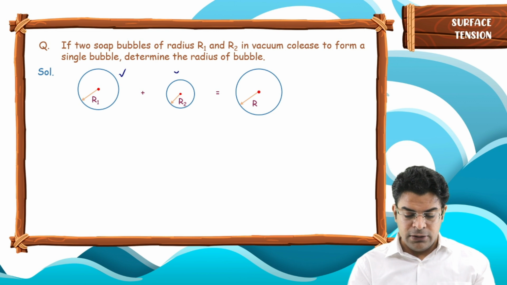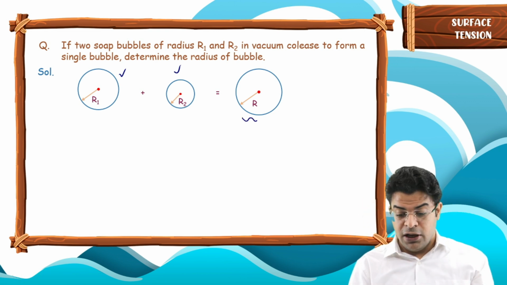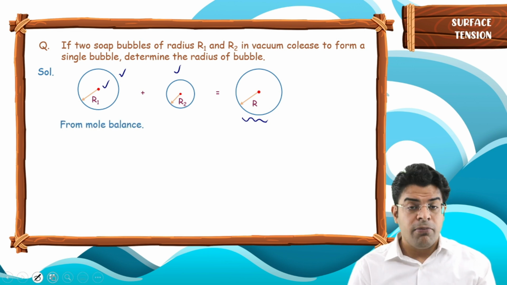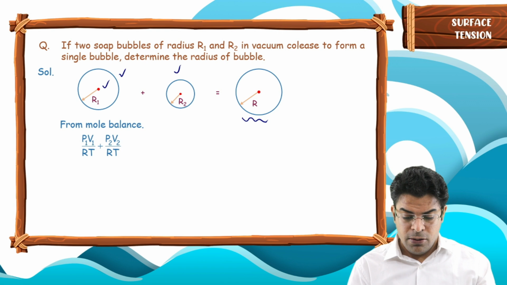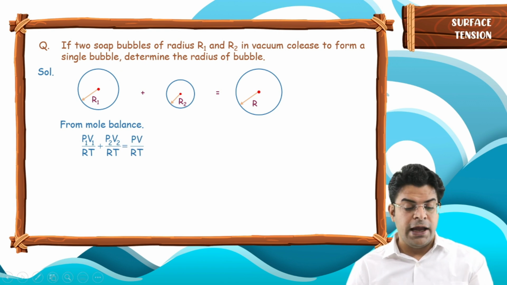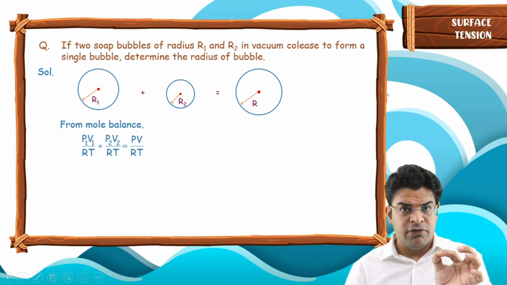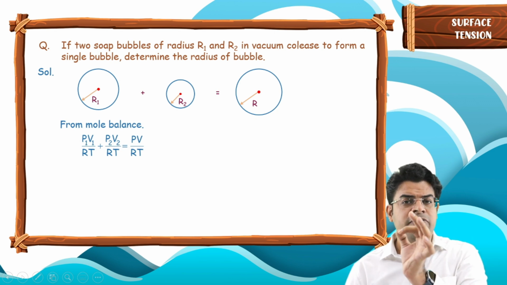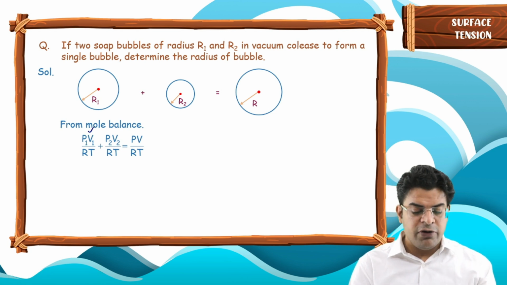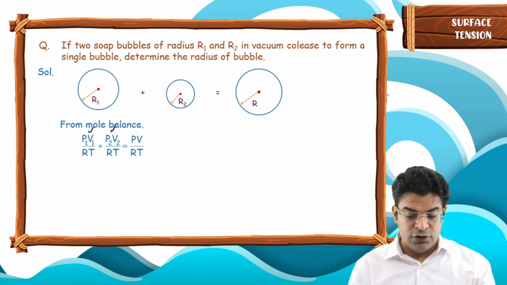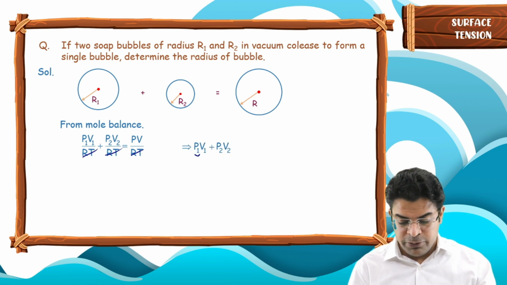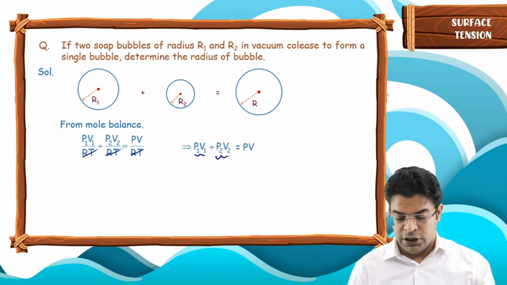When these two bubbles coalesce to form a bigger bubble, from mole balance we can say P1V1 by RT1 plus P2V2 by RT2 equals PV by RT. Here we have assumed that temperature is constant. So we have written P1V1 by RT plus P2V2 by RT equals PV by RT. Now bachcho, you can cancel out RT. So what you get is P1V1 plus P2V2 equals PV.